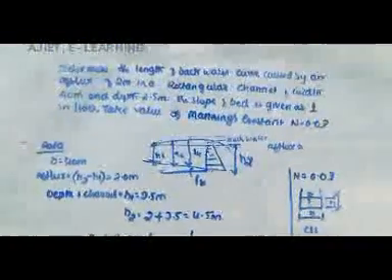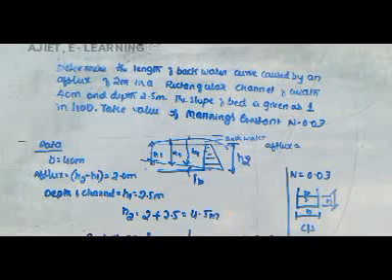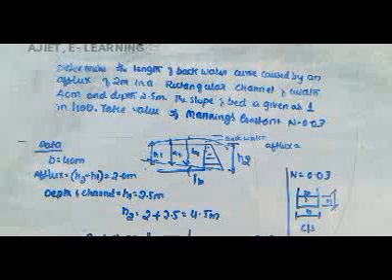Hi students, today we'll discuss backwater length problems. So what is the problem here? Determine the length of the backwater curve caused by an afflux of 2 meter in a rectangular channel of width 40 meter and depth 2.5 meter. The slope of the bed is given as 1 in 11,000 and take the value of Manning's constant n equal to 0.03.